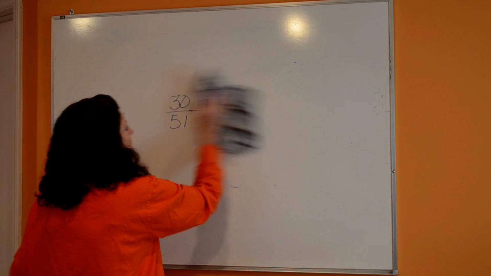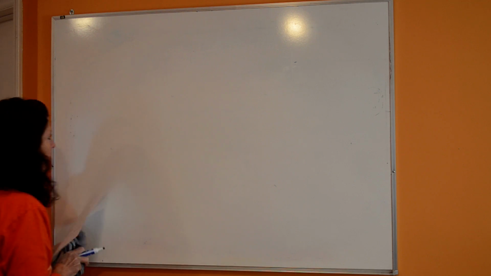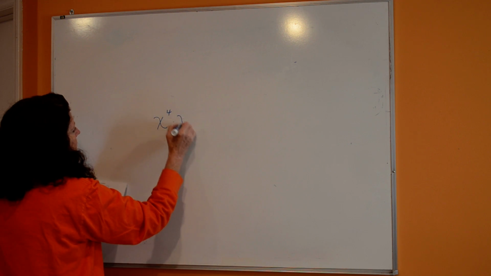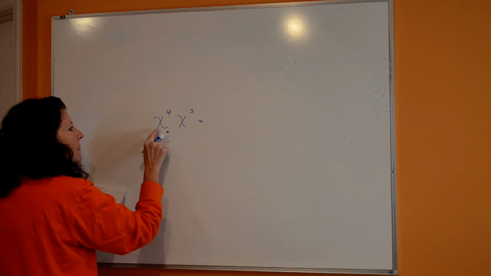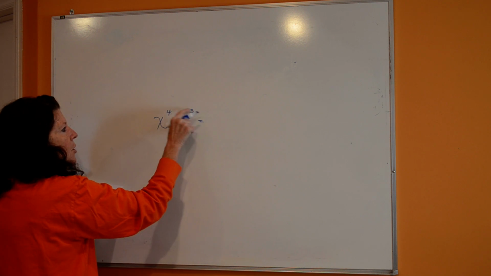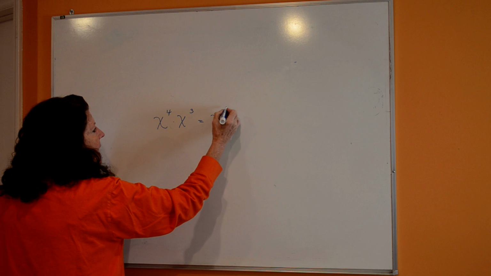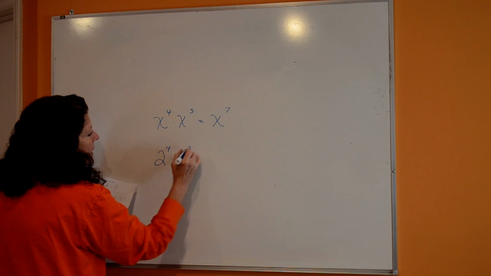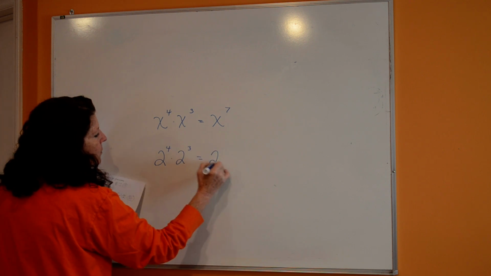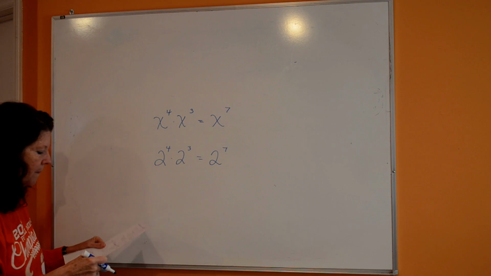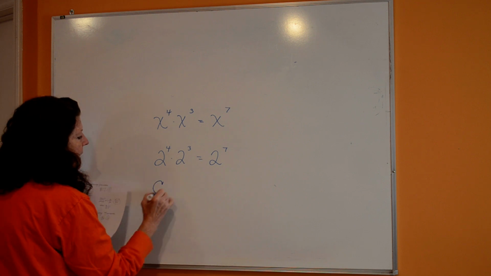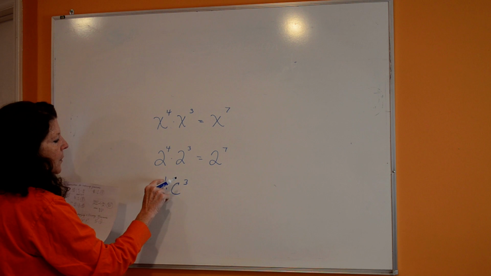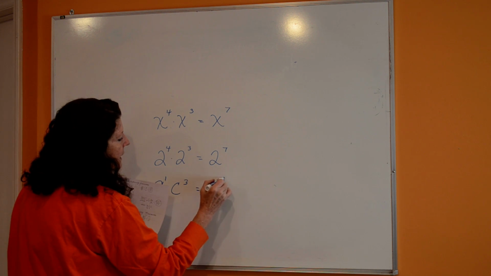Section 4.6 has to do with multiplying and dividing monomials. So if I have x to the fourth times x to the third, remember if the base numbers are the same, you just add the exponents. So that's x to the seventh. This can be done with numbers as well, because the base number is 2 here, so that's equal to 2 to the 7th power. If I have a c times a c cubed, don't forget that that's an understood 1. So it's 1 plus 3, or c to the 4th.